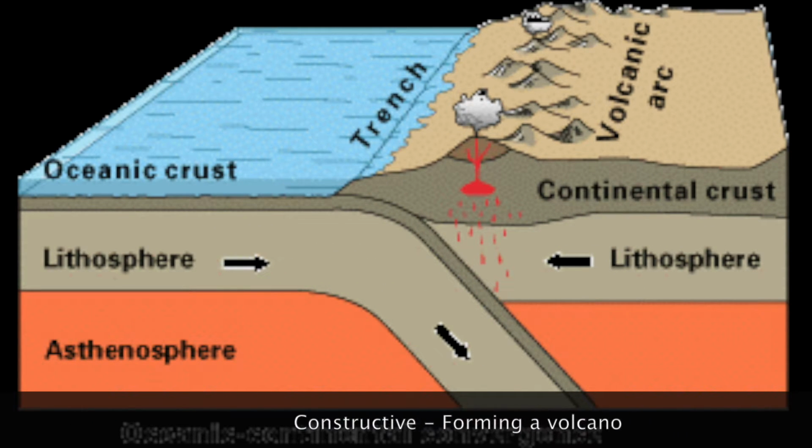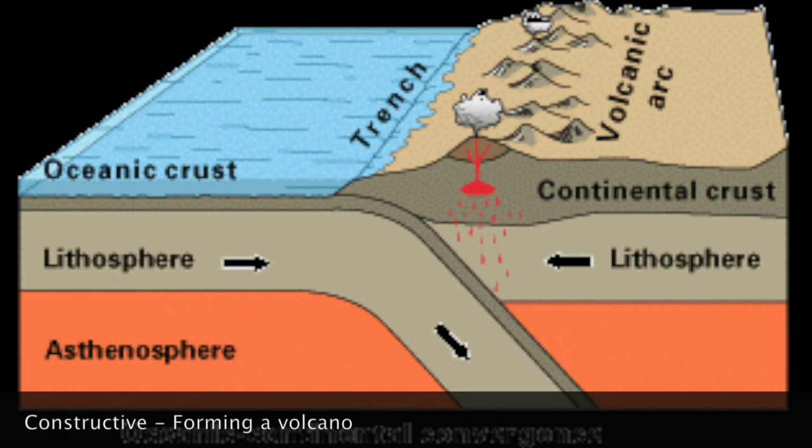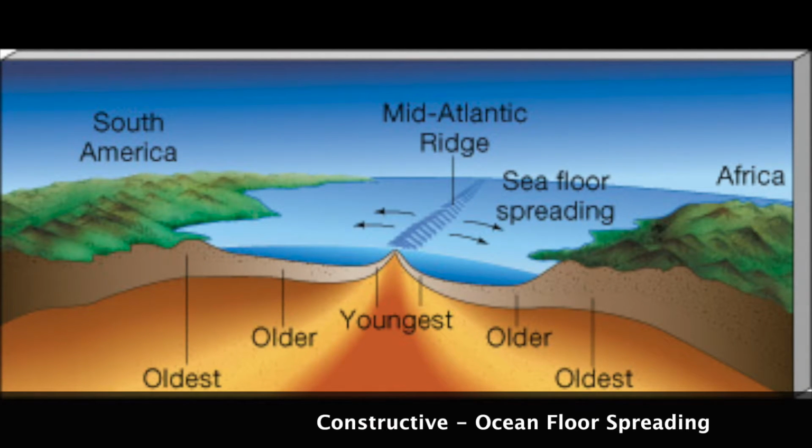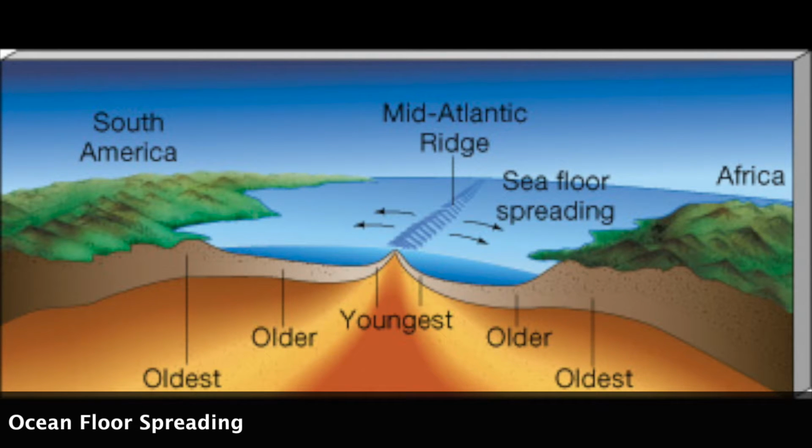Earth's moving plates can create and destroy the crust. Here you see a diagram of a volcano forming. This is a constructive feature because it's adding a feature to the crust. In this diagram, you see seafloor spreading. This is also constructive because new crust is forming.